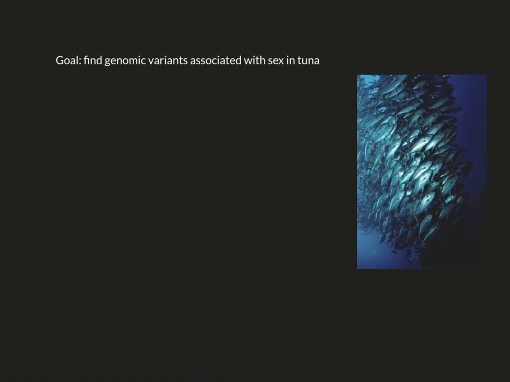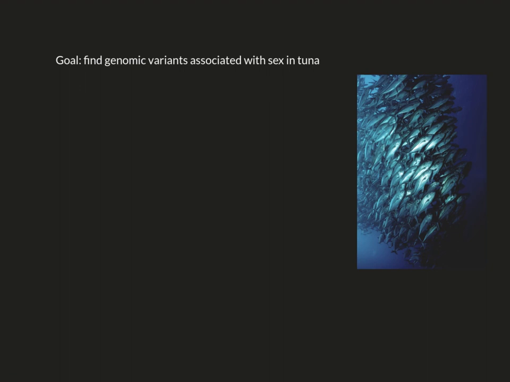To think about why we might want to do reduced representation sequencing, I'm going to walk us through a case study. So in this case study, our goal is to find genomic variants associated with sex in tuna. This is a real problem. Tuna, like a lot of other marine organisms, have no obvious features of sexual dimorphism. That is, I can't look at this fish and say that is a male or that is a female.